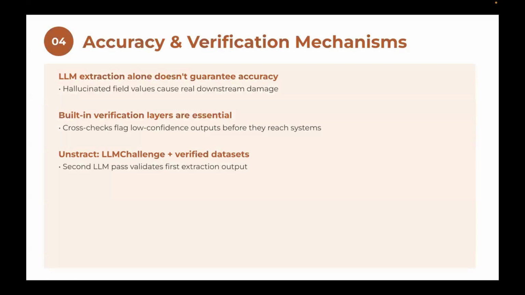So up next, as a fourth point on the checklist, we have accuracy and verification mechanisms. LLMs are powerful, but they can hallucinate. And in document processing, a hallucinated field value can cause real downstream damage. This is why your platform needs built-in tools to catch and flag errors before they make it into your systems. So in Unstruct, we approach this in multiple ways. For agentic workflows, the system uses a built-in verification mechanism to cross-check outputs. For traditional prompt-based workflows, we have another capability called LLM Challenge. So for you to get a better idea of what these capabilities are, I'll just take you through the platform, introduce you to the interface, and we'll see how this comes into the picture.